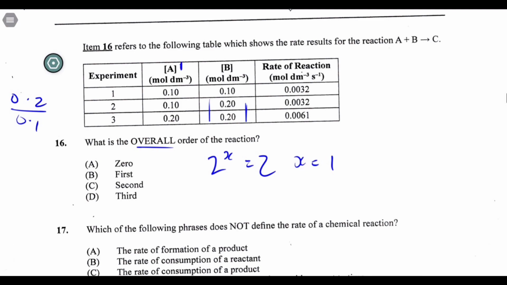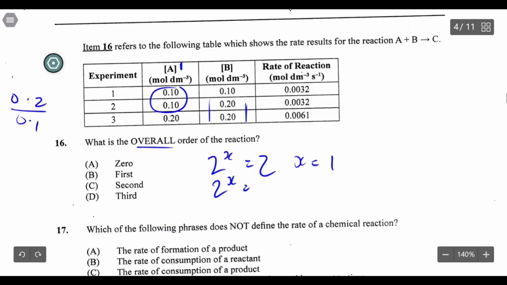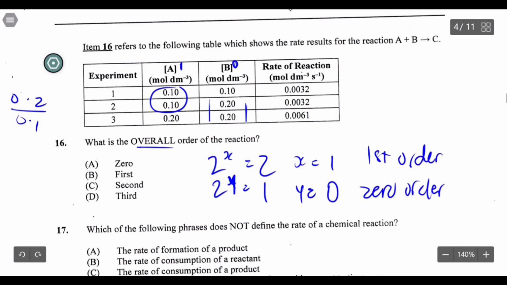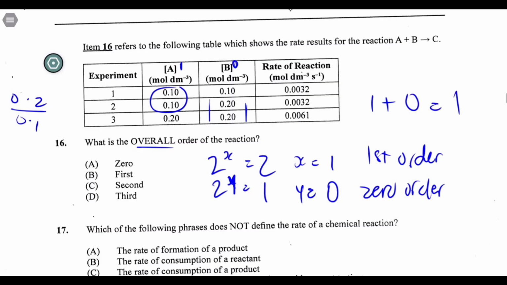Now do the same for B. Look at A, find out where it's constant. Here, you can see it doubles. So 2 to the x is equal to, it doesn't change, so 1. 2 to what power is equal to 1? And let's change the variable to y. Y in this case is 0. Therefore, the order of the reaction with respect to B is zero order. So zero order and first order. So the overall order of the reaction is 1 plus 0, which is 1. So the overall order of the reaction is first order.